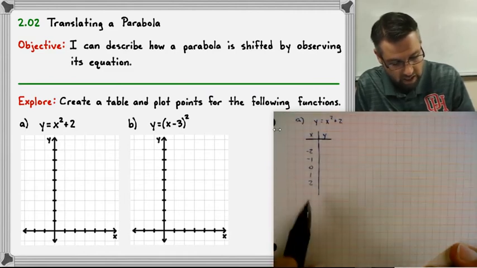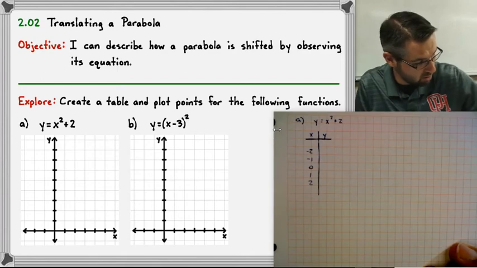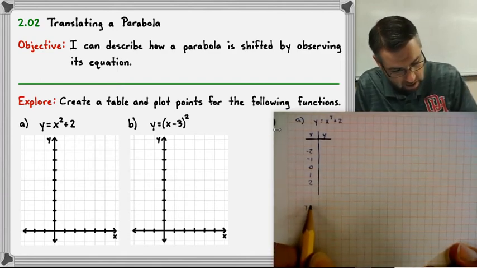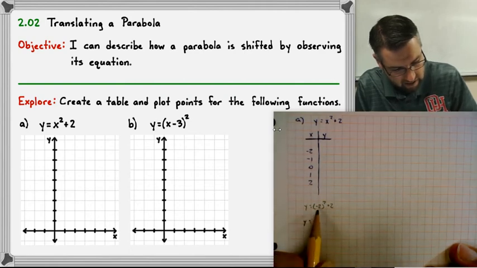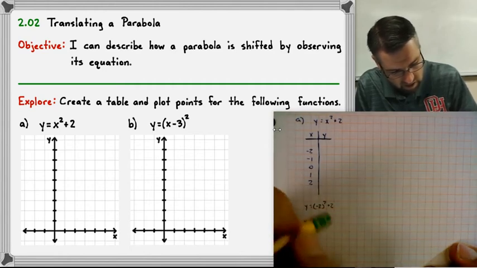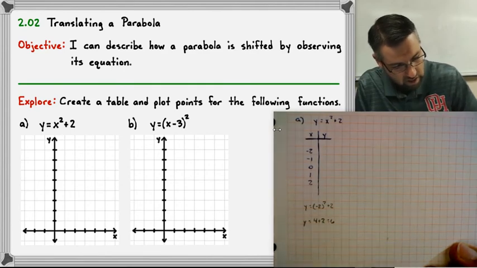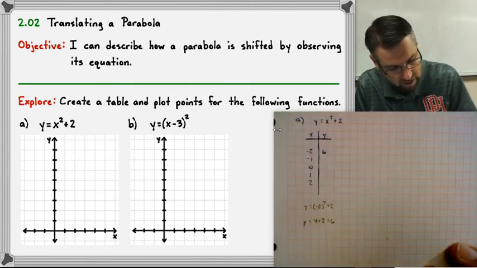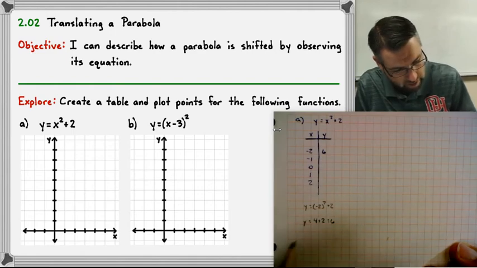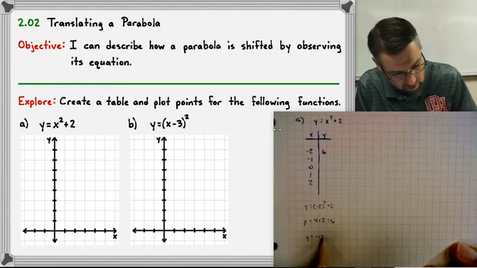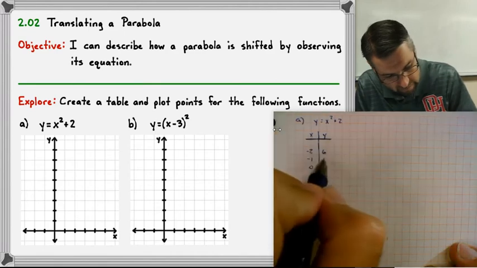So when I plug in -2, I'll do that work down below. It's going to say y equals (-2) squared plus 2. Simplifying that, (-2) squared is 4, plus 2, which is 6. And so in our table, when x equals -2, y equals 6. We'll do the same thing for -1. So (-1) squared plus 2, which is y equals 1 plus 2, or 3. So we have that one.